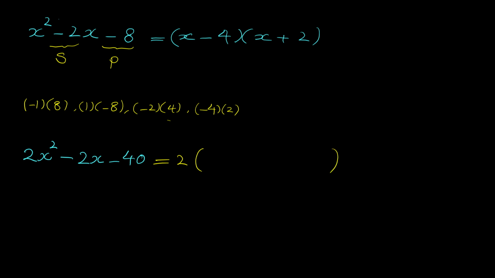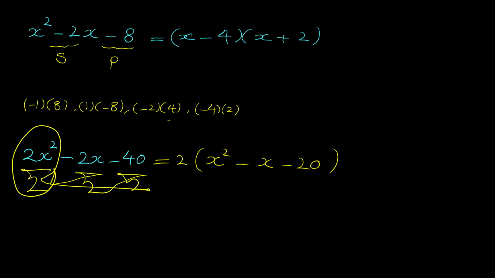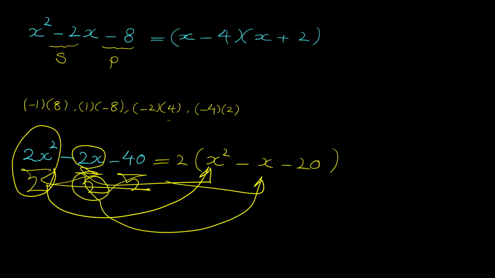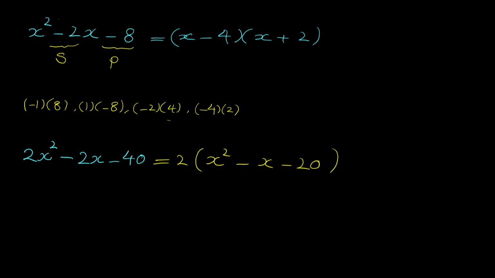Then, by factoring 2, we have x to the 2 minus x minus 20. When you factor the common factor, basically you are dividing every term by it. 2x to the 2 divided by 2 is x to the 2. 2x divided by 2 is x. 40 divided by 2 is 20. Now, inside the bracket, we have a trinomial, and the coefficient of x to the 2 is 1. And we know how to factor trinomials like this.